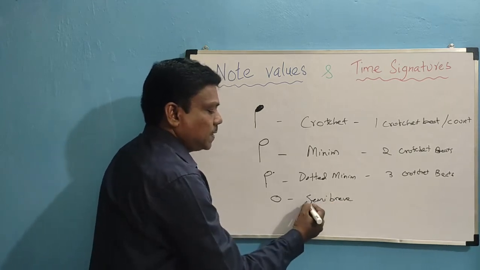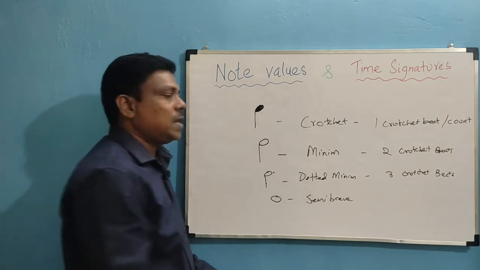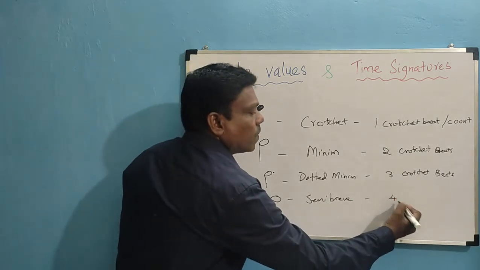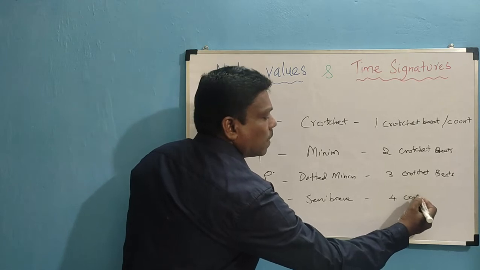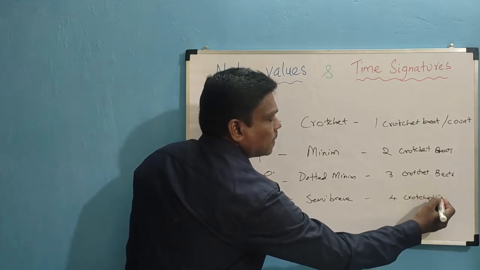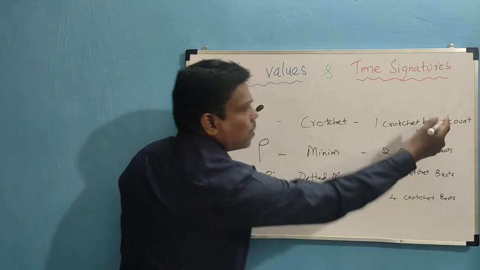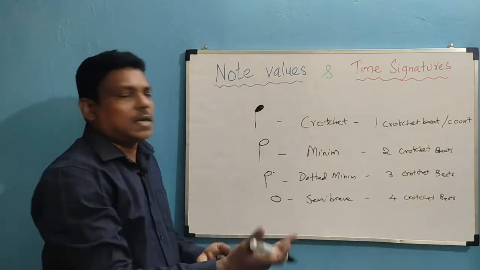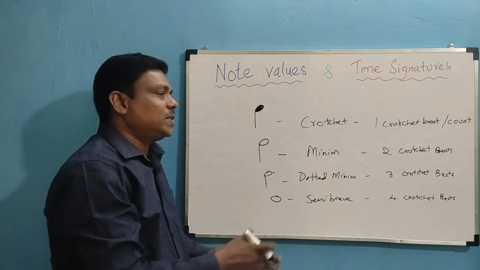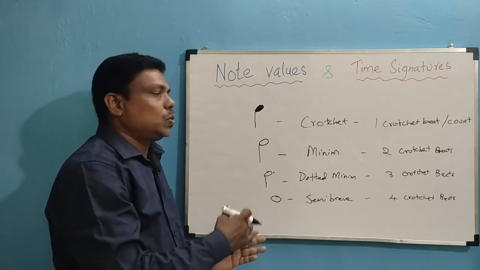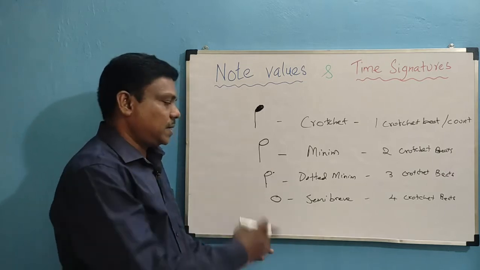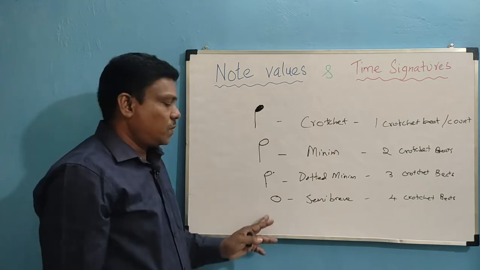The name of the symbol is semibreve, and its value is four crotchet beats. You can call them counts also, three counts, like that. While writing theoretically you have to write it like this: two crotchet beats, three crotchet beats, like that. Now this is the fourth one.